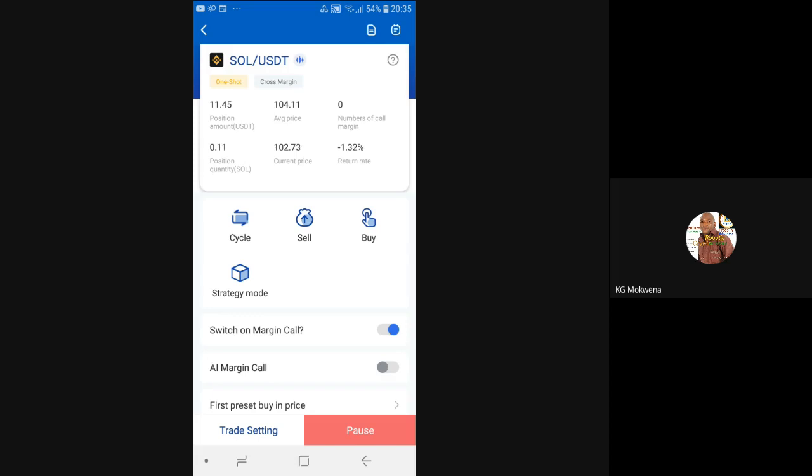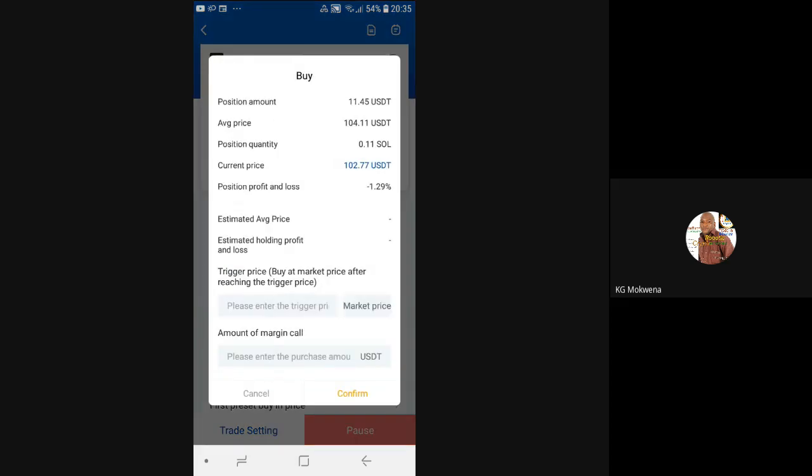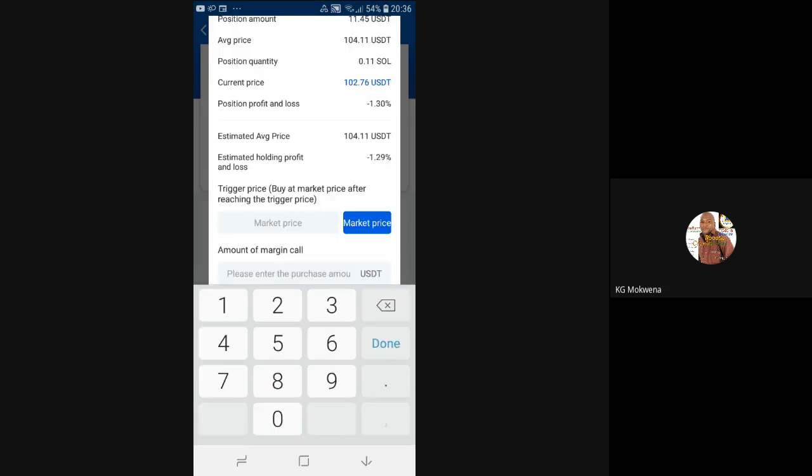May you please click on buy. This is for demonstration purposes. We're not going to buy now. Click on buy and then click on market price. Yes, and then where there's a cursor there, click there and then the numpad will appear there. Yes. Now what you're going to do, let's put 1, 2. That is for $12. Yes.